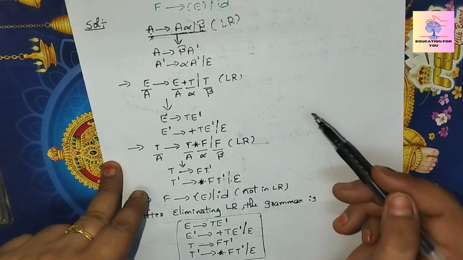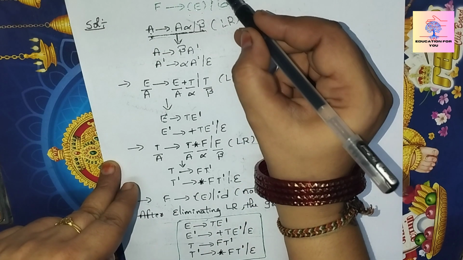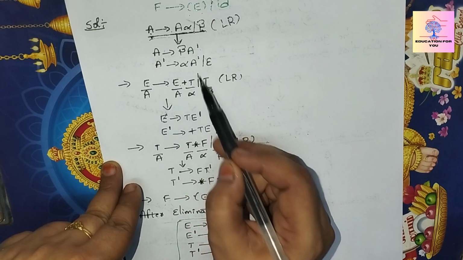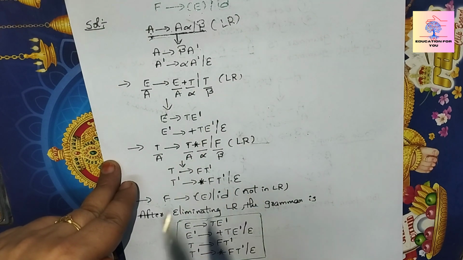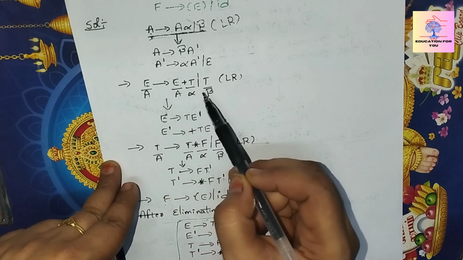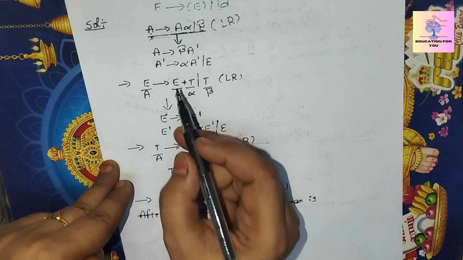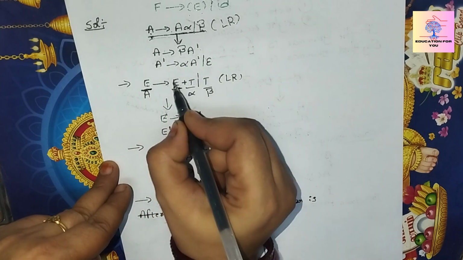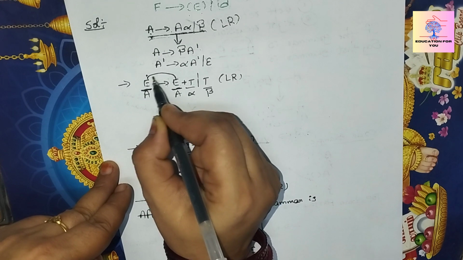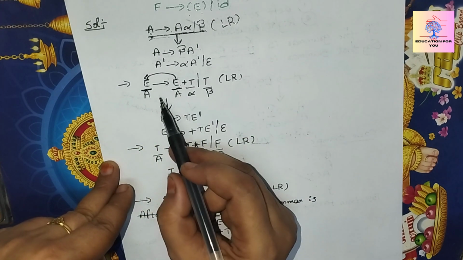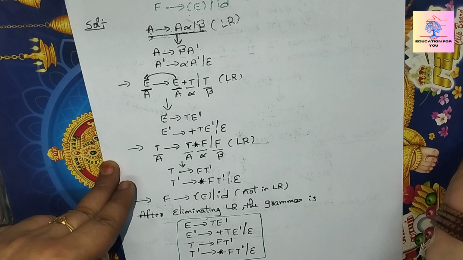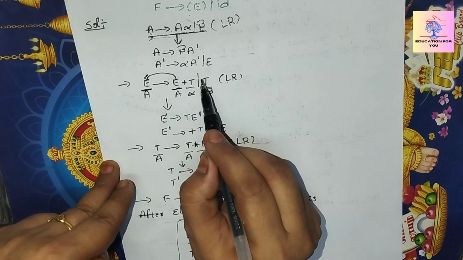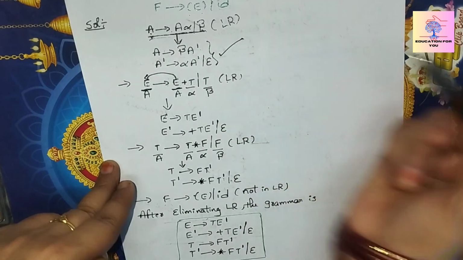Previously I said. Now coming to our problem, what is the first production here? E produces E plus T or T. Now you have to check whether this production is in left recursion or not. Here the left symbol and the first right symbol are both the same, so definitely it is in left recursion. How can you eliminate it? This production you have to replace with two production rules.